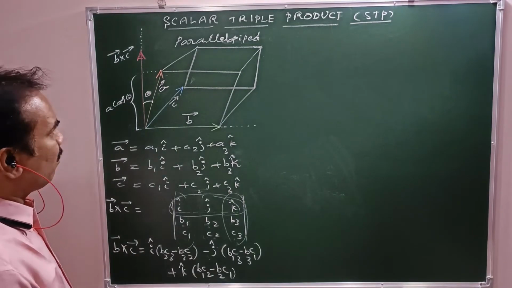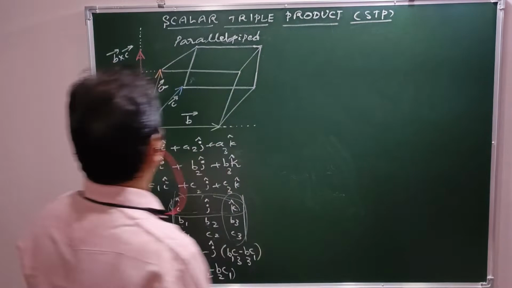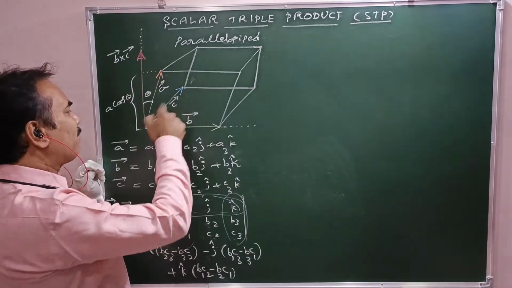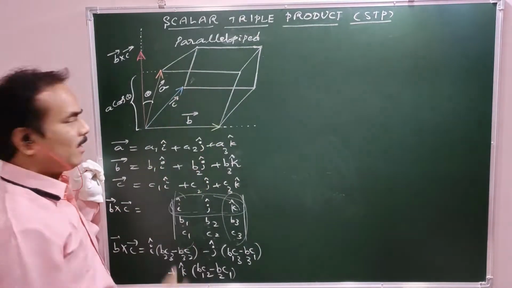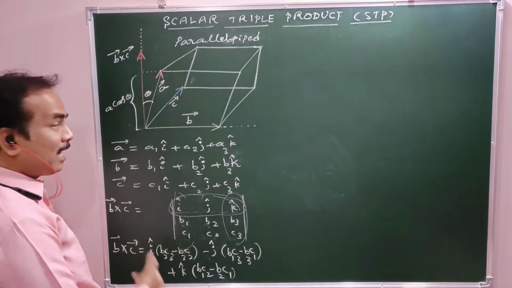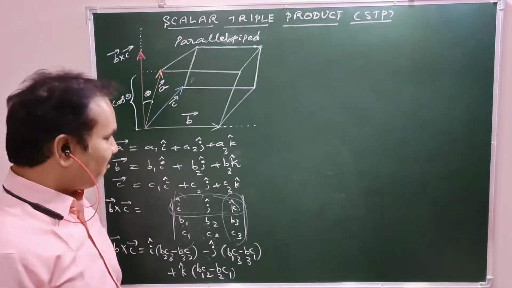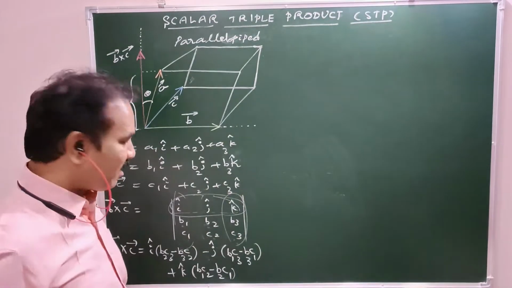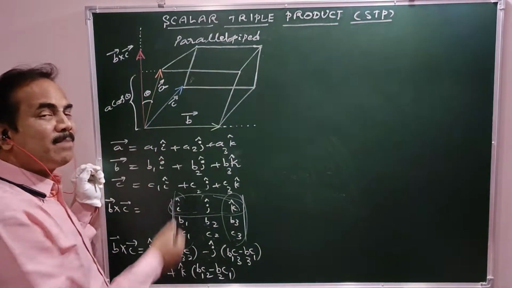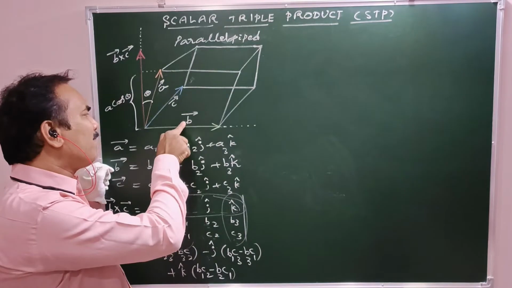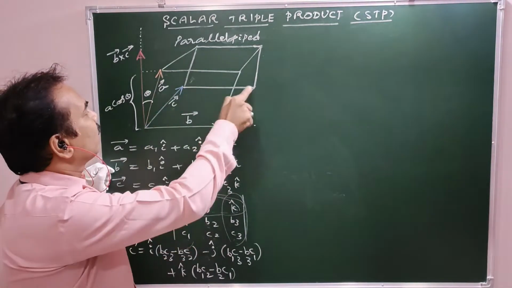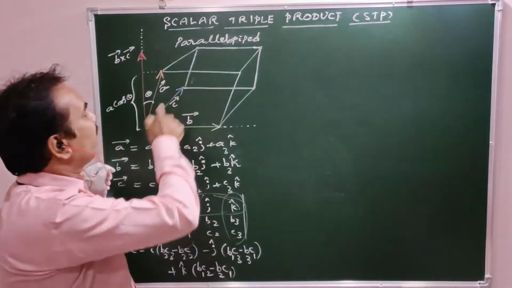Right. Now this time I am taking A bar dot. See, A bar is somewhere here. B bar, C bar are somewhere here in the bottom plane of the figure. If I consider A bar dot B bar cross C bar, before that, I am taking modulus of B bar cross C bar. See here, B bar, C bar are nothing but coterminous vectors of the bottom plane of the figure.